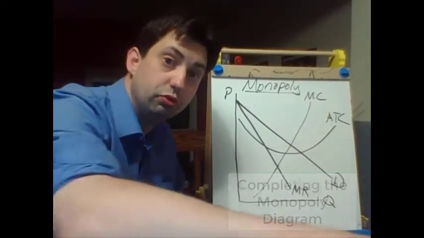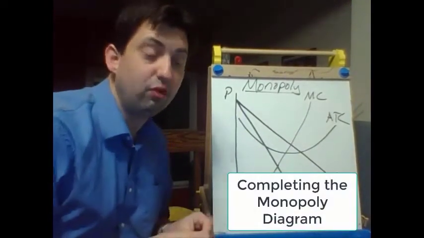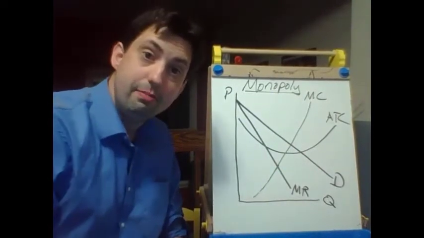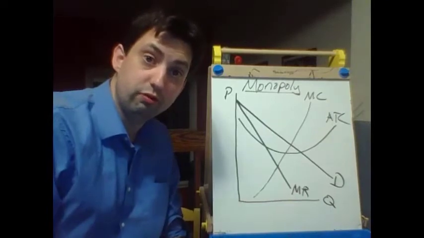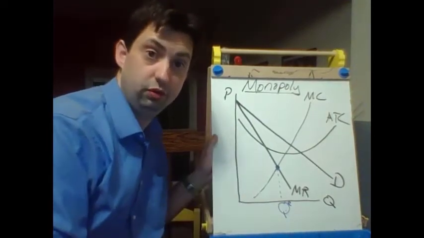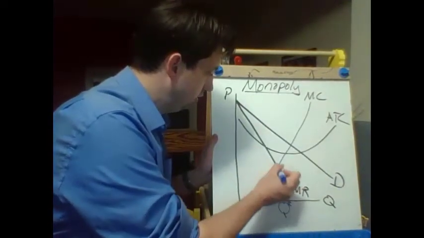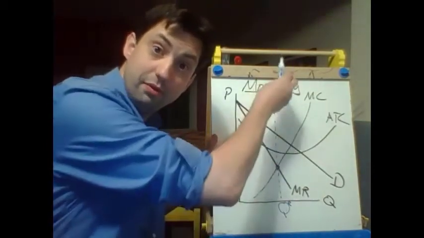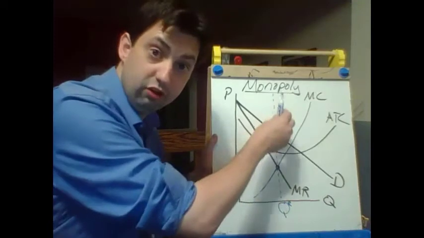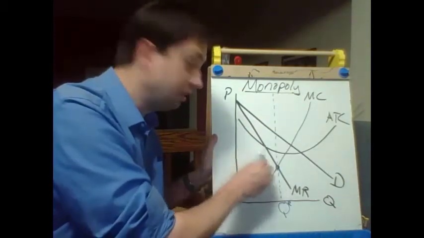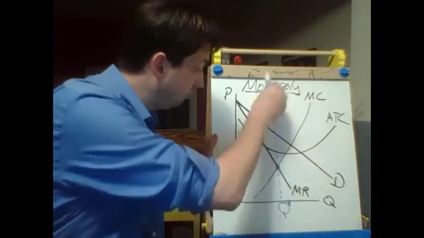However, the rules for solving the monopoly diagram are exactly the same as for solving the competitive firm. You begin by finding where marginal cost equals marginal revenue. We'll call it Q sub E for equilibrium quantity. That's what the monopolist wants to do. It's useful to draw that line straight up because that is our reference point, just like for the competitive model. We don't necessarily care about any of the other points. We care about this point right here.